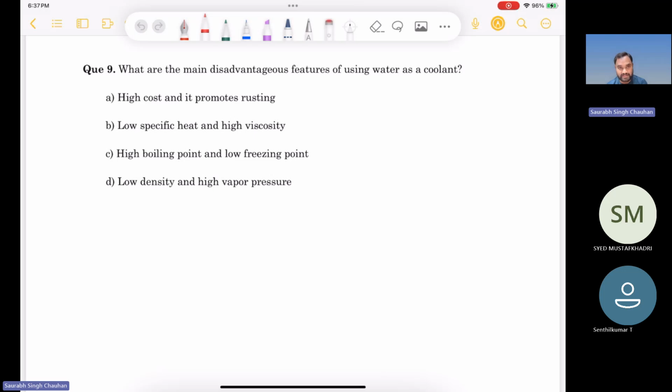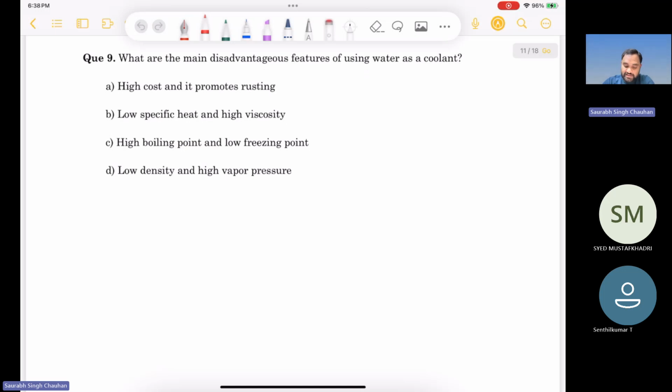Low specific heat and high viscosity. So this is not correct, right? Water has higher specific heat, that's why you are using water. Option C, high boiling point and low freezing point. Again, this is not correct. If a certain coolant has low freezing point and high boiling point, it is a good feature, right? Because in winters, when the temperatures are very low, specifically in very cold countries, if the freezing point is very low, then it is better. Your coolant, your water will not freeze. And high boiling point is also a good feature. Low density and high vapor pressure. This is also not correct. Water has reasonably good density. So the only correct option is option A.